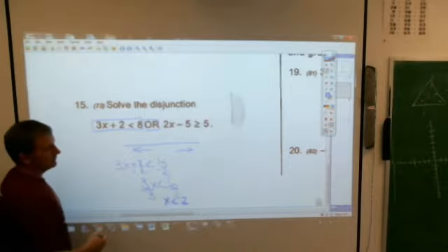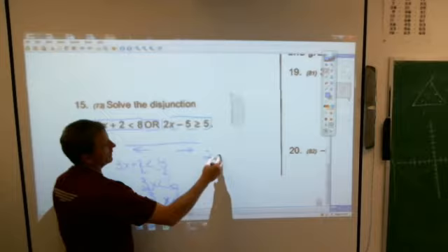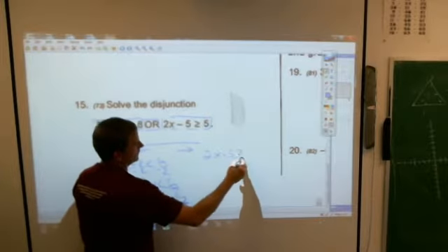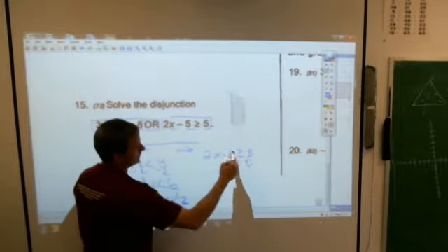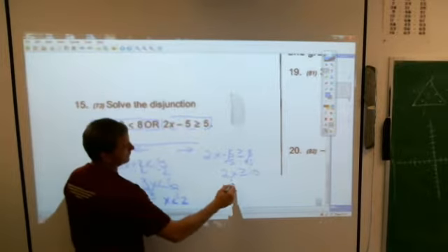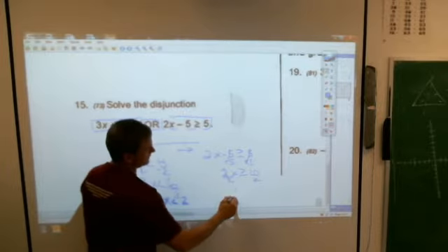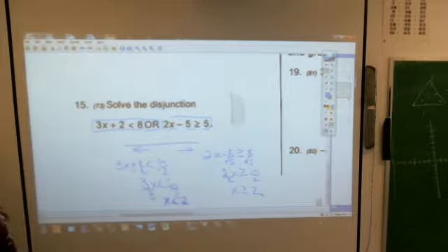On the other side, I'm going to solve this. 2x minus 5 greater than or equal to 5. Add 5, add 5. 2x then becomes greater than 10. Divide by 2, divide by 2. Again, no negatives, so I'm happy. That doesn't make sense, does it? What did I do wrong?